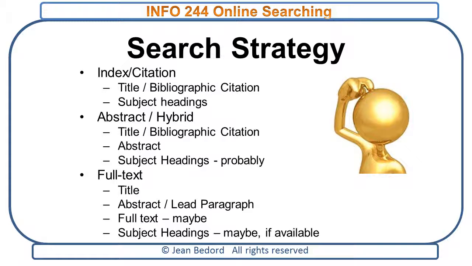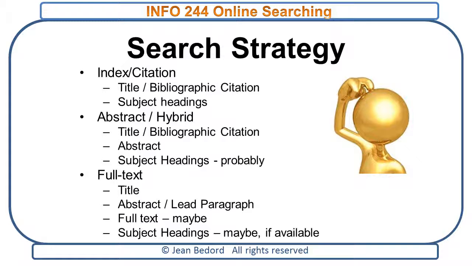An index citation database has short records, usually consisting of a title, bibliographic citation, and subject headings. This means you will need to include synonyms in your search since the number of words is limited. A good strategy is to find several relevant records, then look at the subject headings and search on those with the next iteration of your search.